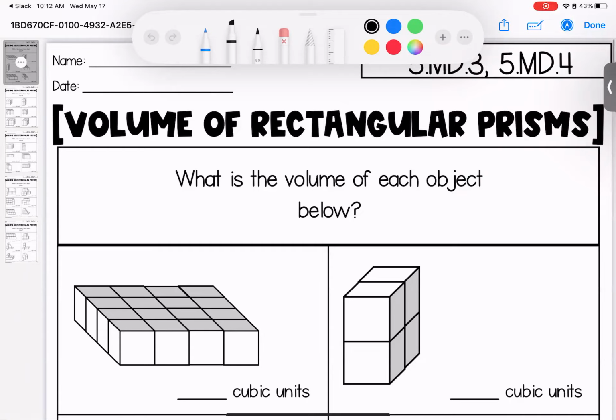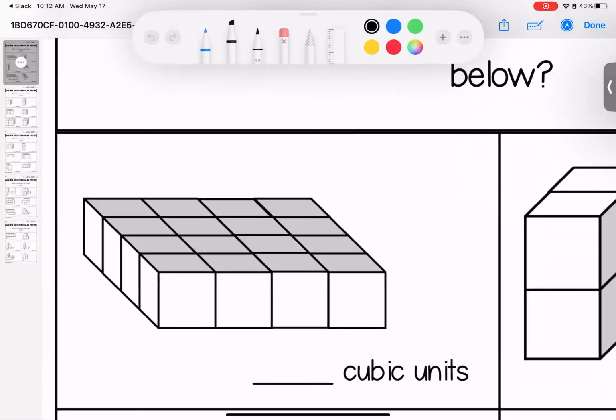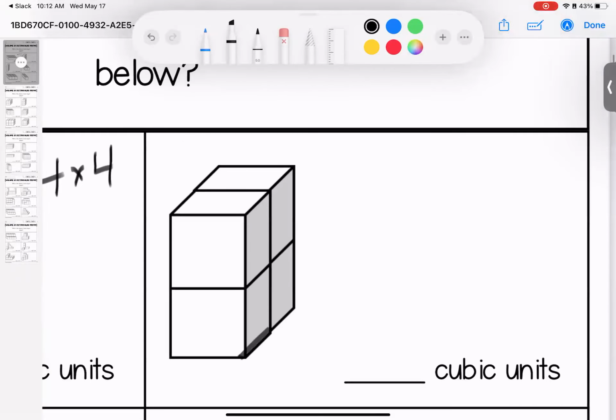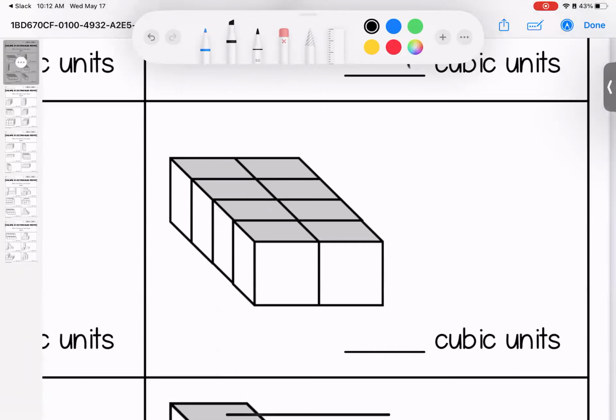So for this one, we need to first decide what is the length and what is the width. So we are going 4 across and 4 back. So 4 times 4 is going to give me my volume. 4 times 4 gives me 16 cubic inches. So this one is 2 across and 2 up and down. 2 times 2 gives me 4 cubic units.